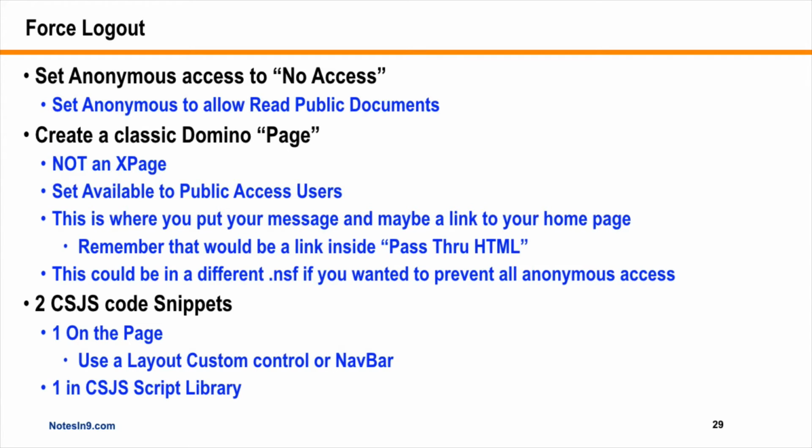So you create this page and you set that available to public access users. And then you put your message in that we logged you out because you left us or whatever, and maybe a link back to the home page or whatever you wanted to do. And if you do put a link back to the home page, that link has to be in pass-through HTML. That's old school stuff, which I never really got into, but that's how it works. And again, you could use a different NSF if you wanted to. If you wanted to just make sure that there's no anonymous access at all to your main database, just redirect them to another database to hold that.